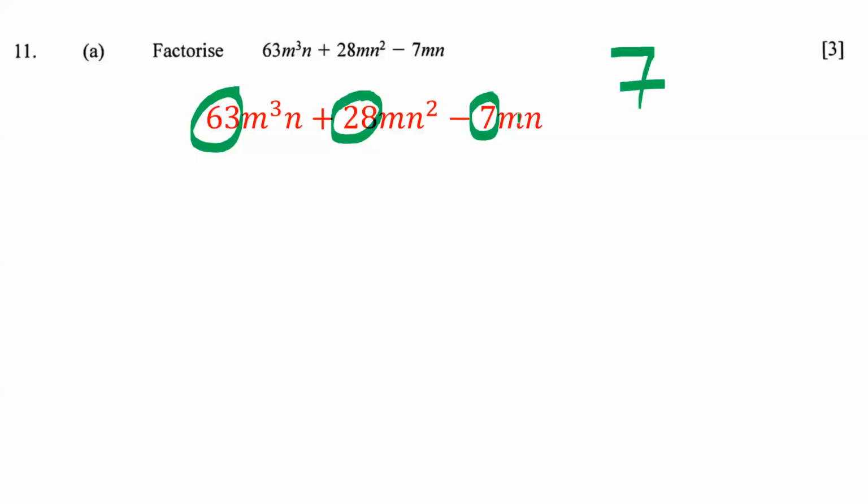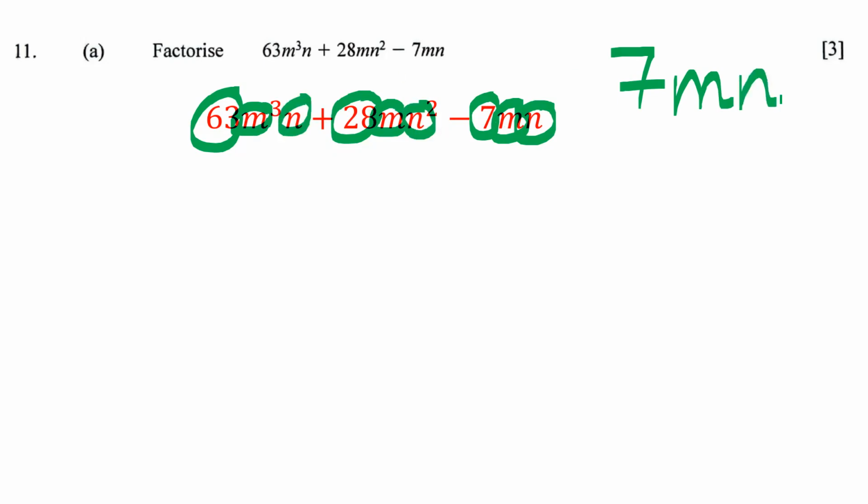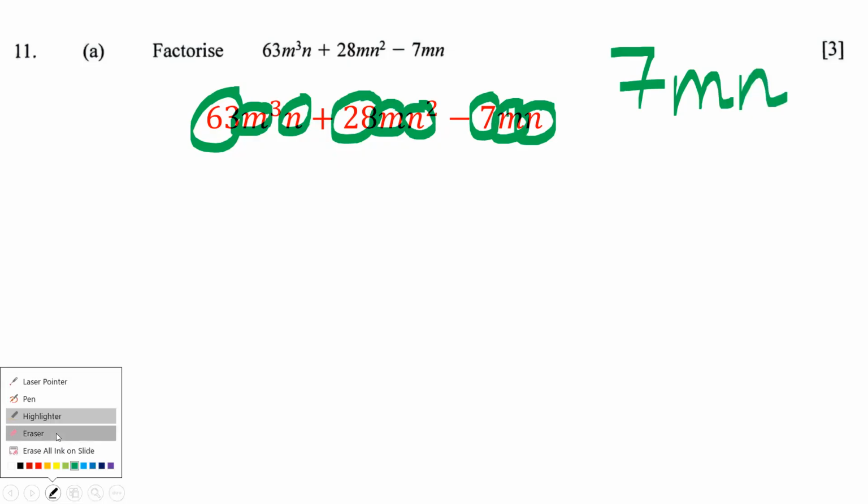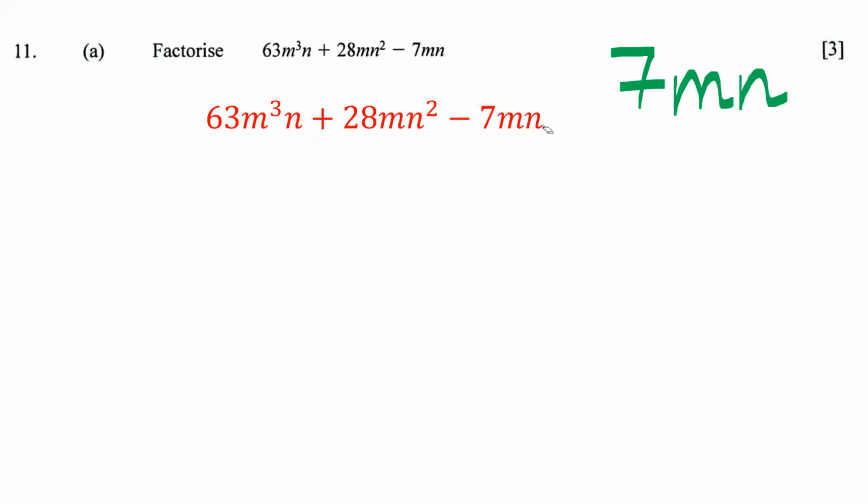That's the first thing. And we also know that m is common. Isn't m common in all? M is here, and m is also here. So 7 is common, m is common. What else is common? Well, n is common. N is here, n is here, and n is here. So the common factor for each one of these terms in this expression is 7mn. And we're going to use 7mn as the one that's out front.